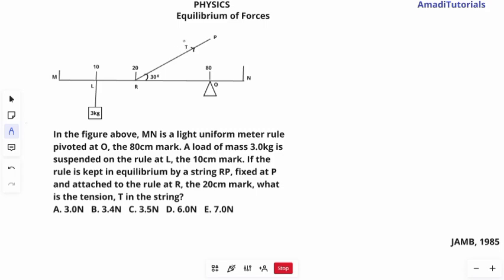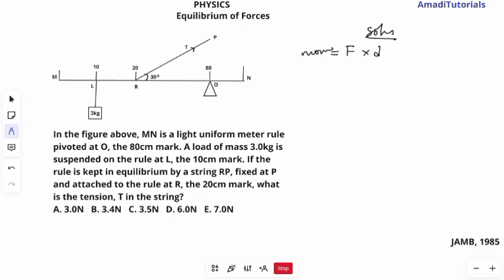So the first thing we're going to do: in equilibrium with respect to a beam or meter rule, we normally use the principle of moments. If it is in equilibrium, then clockwise moment is equal to anticlockwise moment. But when you talk about moment, moment is force times perpendicular distance.